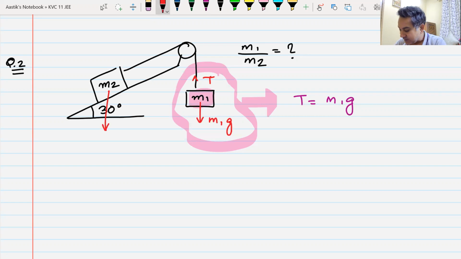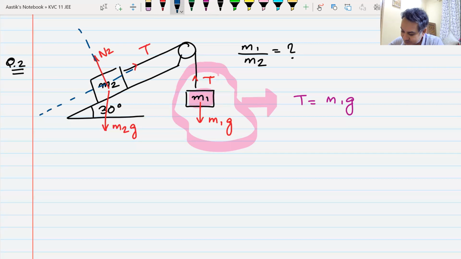We make the equation for the second block. This is M2G, this is T, and this is the normal reaction coming from the ground. Yes or no? Now remember, this block is not going to move up and down or right or left. This block is going to move along the incline. So it's always better to make the x-axis and the y-axis for this block like this. This would be the y-axis and this would be the x-axis. Do we understand this?